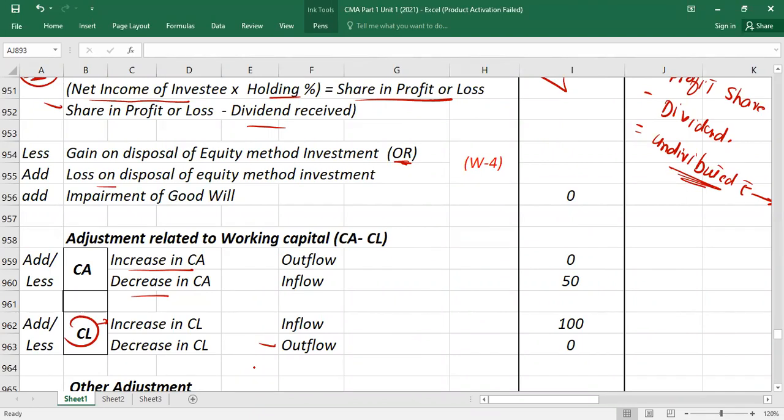Right? Once it is done, up to this point, if you want to summarize, once you get the final answer, that is also called cash generated from operations. Okay, but I'm continuing with the format.